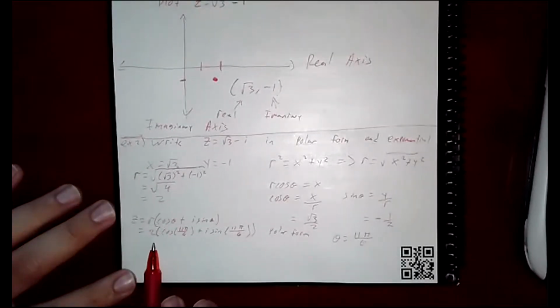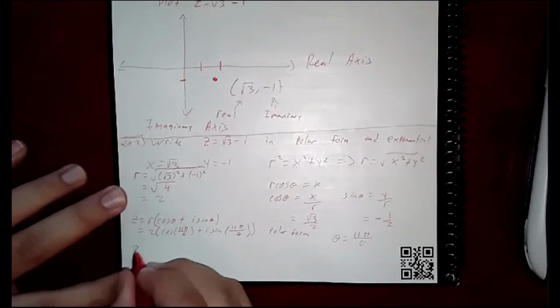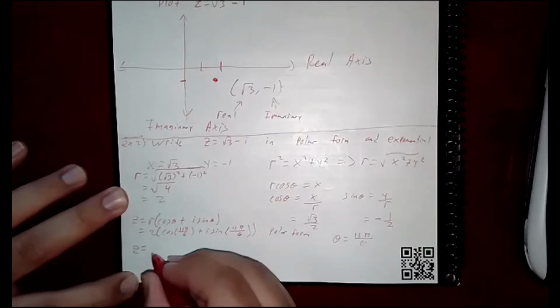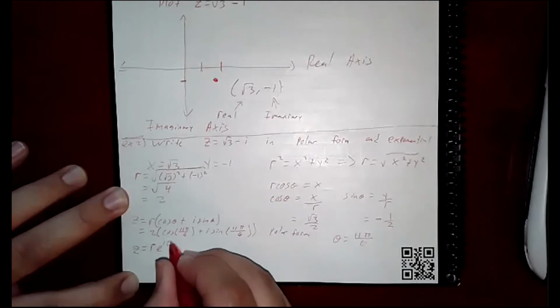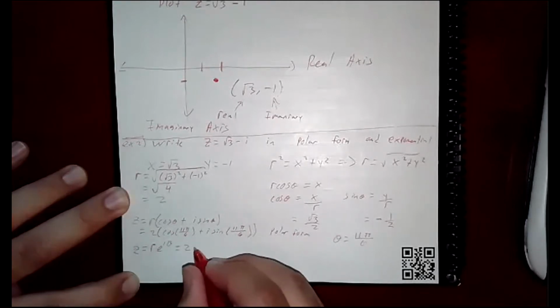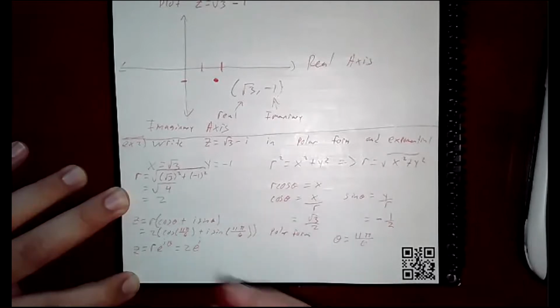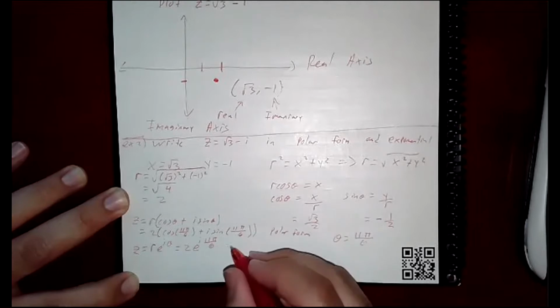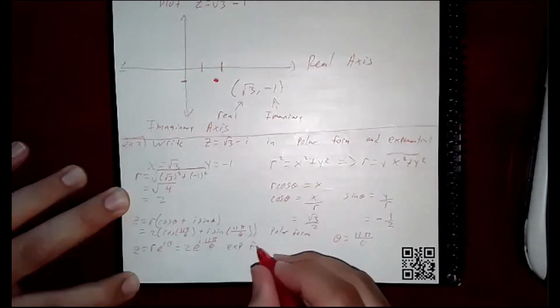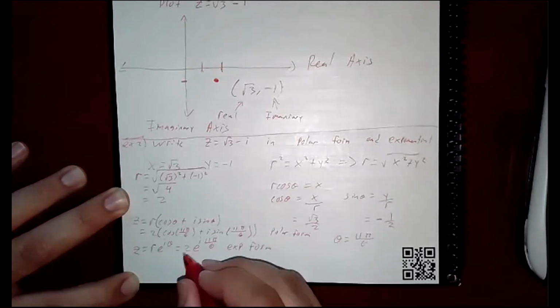So we have the polar. So now use the exponent. So it's going to be this guy. So z equal to r e to the i theta. So you already know r, so that'd be 2 e to the i 11 pi over 6. This would be your exponential. So these are your answers.